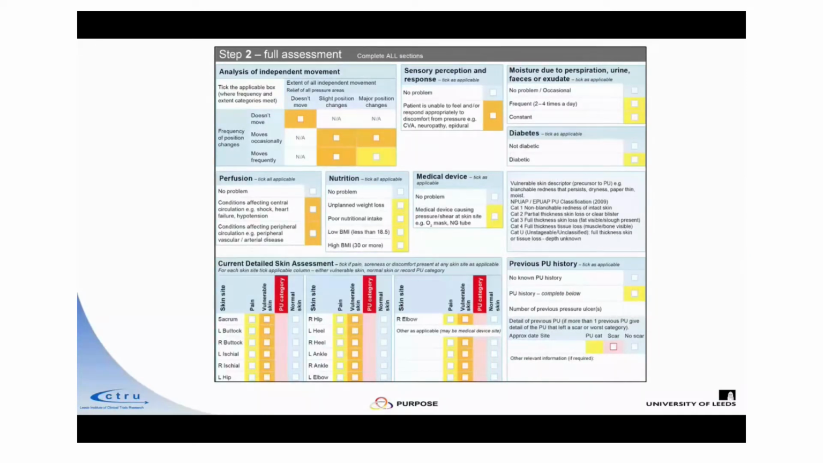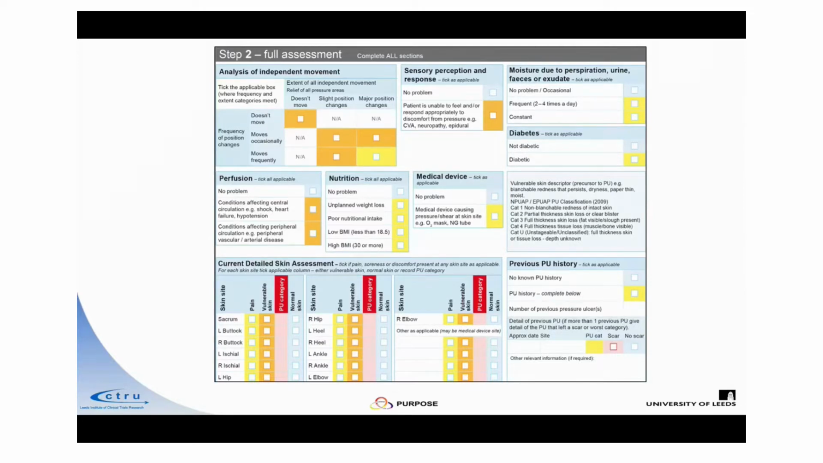And then there's the moisture one, which I think is self-explanatory, the diabetes one. Perfusion, again, we've looked at the evidence around perfusion. There's more work to be done from a research perspective there. So we identified that there was something around conditions that affect central circulation. So if they've not got a blood pressure, or they're in shock or really hypotensive, or if they've got some peripheral vascular problems. And again, the nutrition ones are relatively straightforward. The medical device one's straightforward.